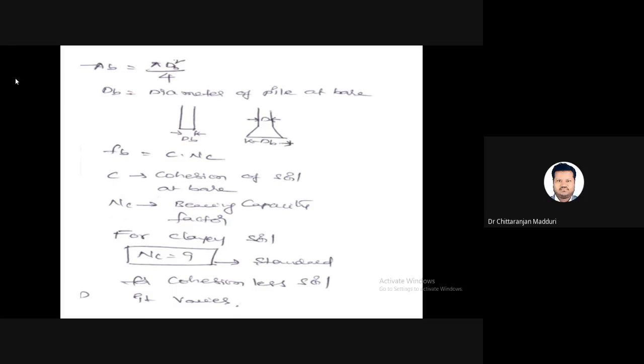It is a standard one. For cohesionless soil, the value may vary, and it will be given in the problem. But for clay soils, NC is equal to 9. Please remember, the bearing capacity factor for clay soil is equal to 9. Don't forget it.